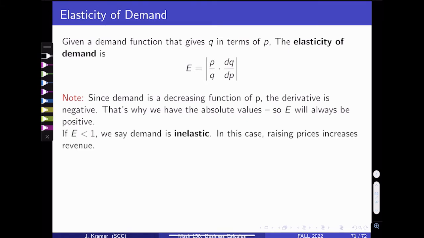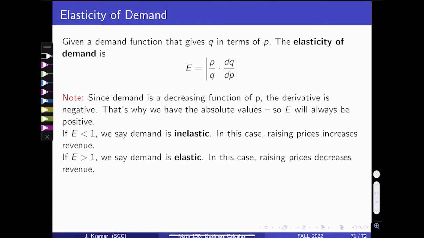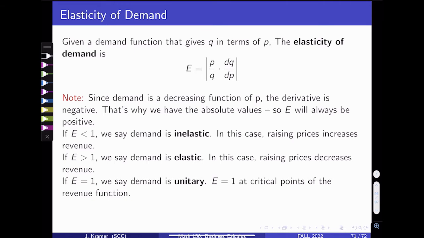If elasticity is always positive, that means that it's always larger than 0. And if E is less than 1, but also greater than 0, then we say that demand is inelastic. When demand is inelastic and our elasticity is less than 1, we want to raise prices to increase revenue. If E is larger than 1, we say the demand is elastic. In this case, if we raise prices, it'll decrease revenue. And if the elasticity equals 1, we say the demand is unitary. E equals 1 at the critical points of the revenue function.